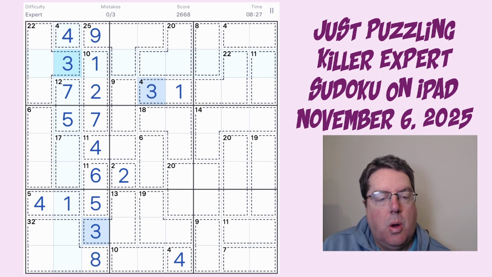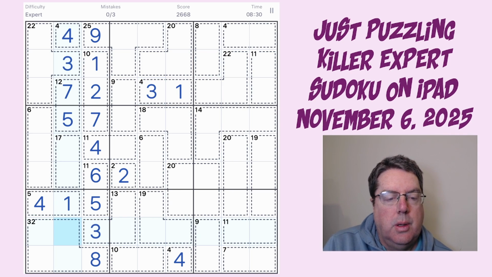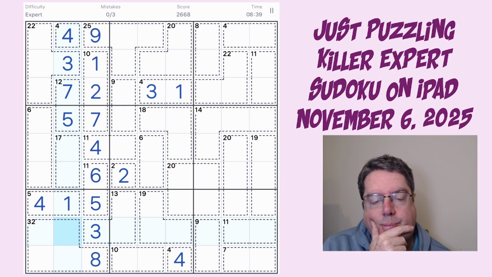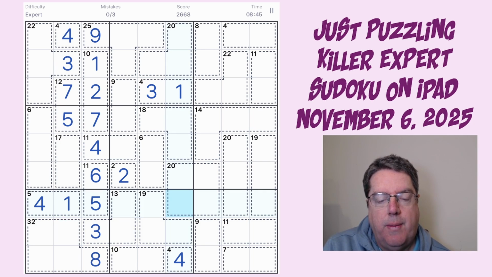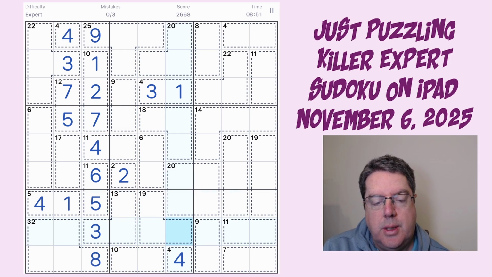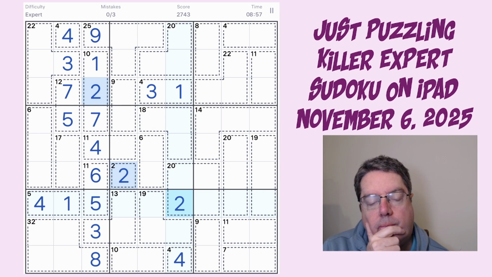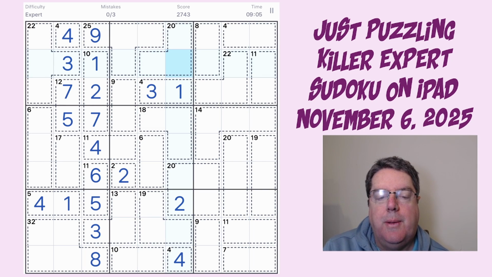Okay. 8, 9. So 1, 2, 3, 4, 5, 6. So 2 and 6 here. I now can figure out that box. So 4 plus 10 is 14, plus 10 is 24, plus 19 is 43, so that's a 2. Okay. So 2 is one of these two. It can't be there because that's going to make it short of 20, so that's a 2 there.